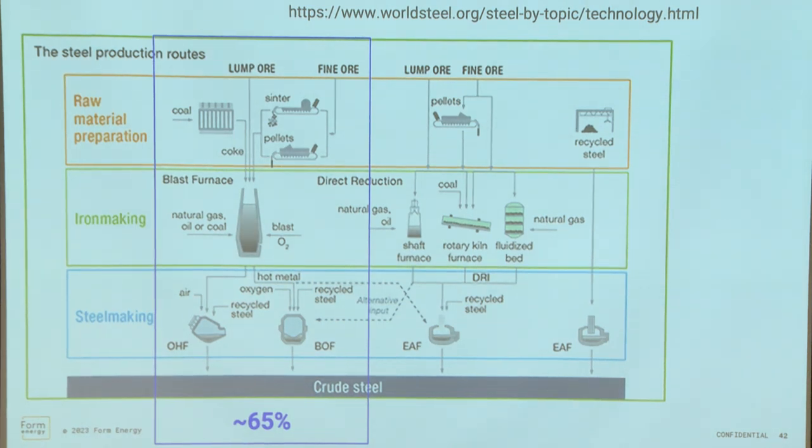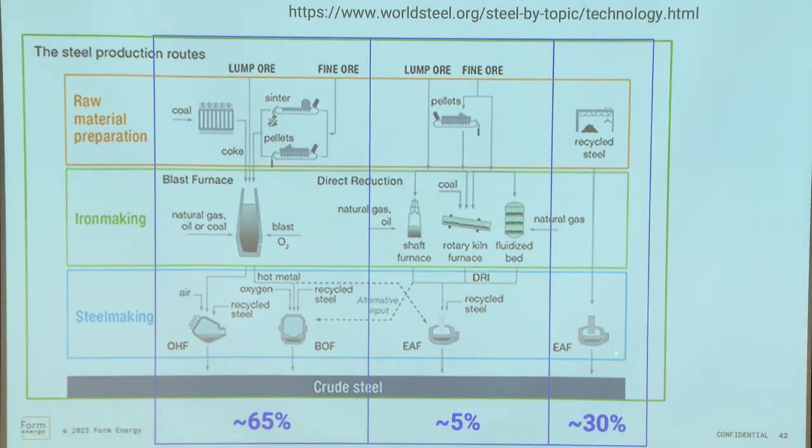The route that uses DRI directly, where I take iron ore pellets, I feed those through my direct reduction process, and then I put them into an electric arc furnace. The electric arc furnace is where the steel making happens and where it does get melted. It can't accept iron oxide directly. That's why I have to do this reduction step. It needs metal, not oxide. And that only represents about 5% of global steel making capacity. The rest of it comes from recycling.